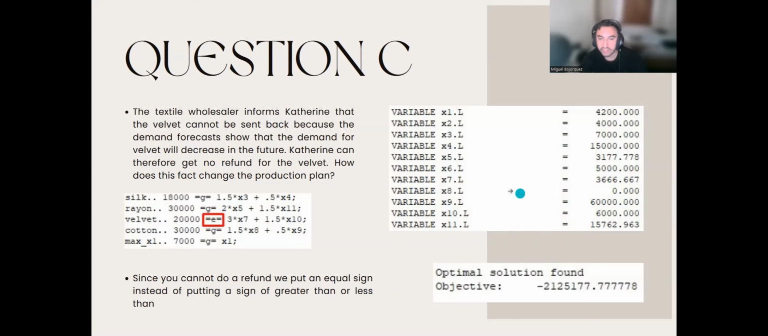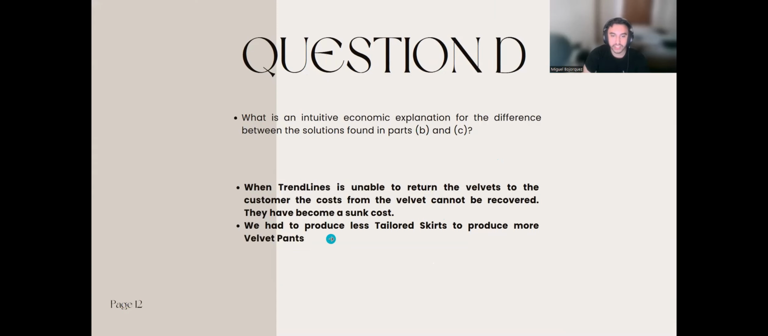What this says is that we now need to produce the variable x7, which I said was not going to be produced in the optimal profit solution. That is what changes. We had to produce fewer tailored shirts to produce more velvet pants, and officially we cannot return the velvets to the customer, and thus it becomes a sunk cost.